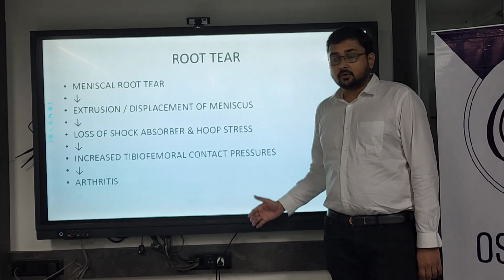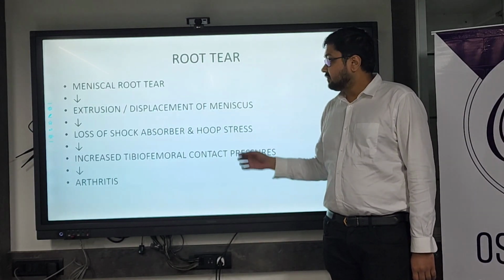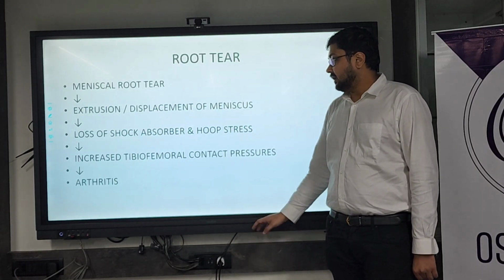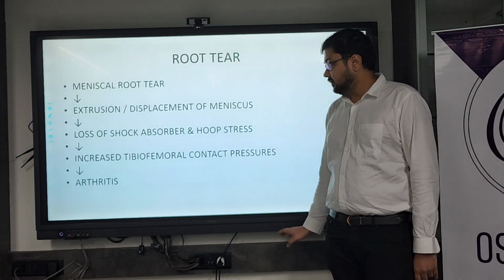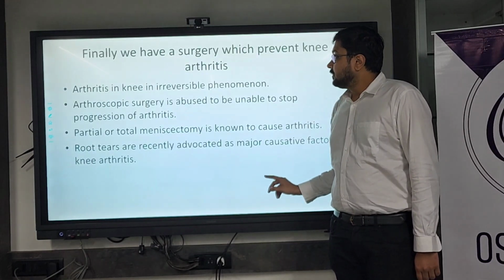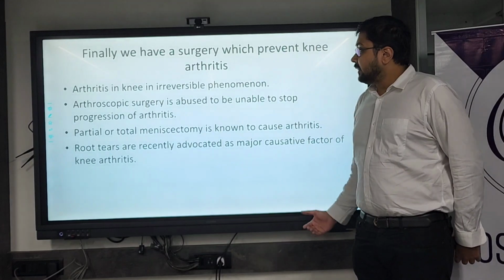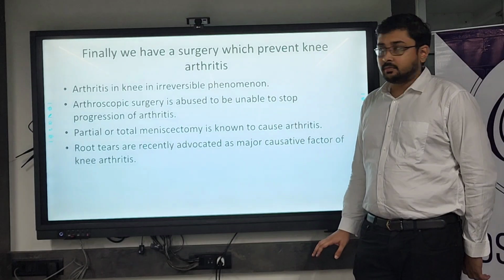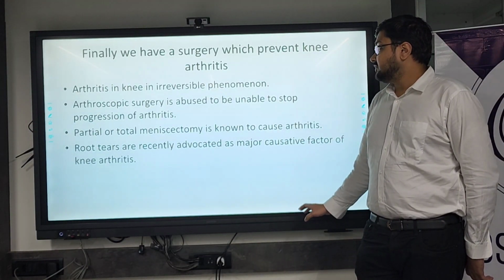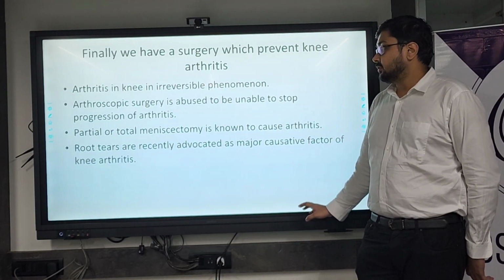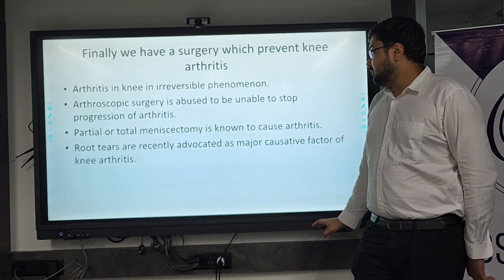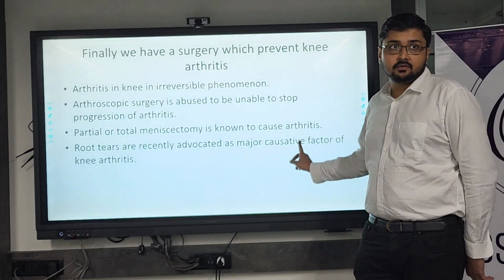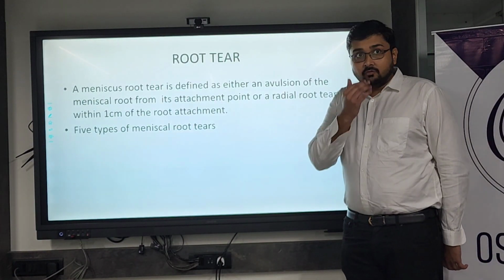So how it progresses: if the root tear happens, then there is extrusion, then there is a loss of shock absorbers and root stresses and increased tibiofemoral contact, and that leads to arthritis. So how do we prevent this if there is a root tear? Arthritis in the knee is an irreversible phenomenon, but arthroscopic surgeries are used to stop progression of arthritis. Partial or total meniscectomy is known to cause arthritis, and root tears are recently advocated as a major causative factor for knee arthritis. So what basically is a root tear?